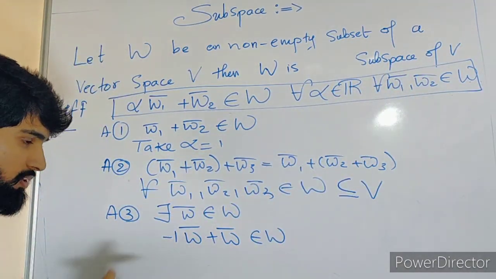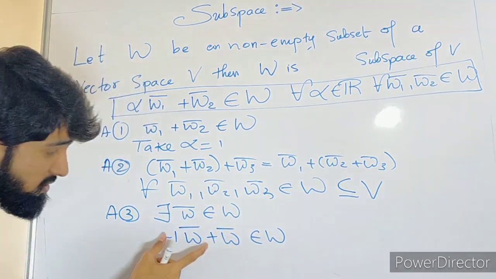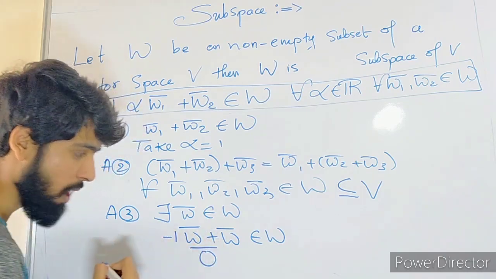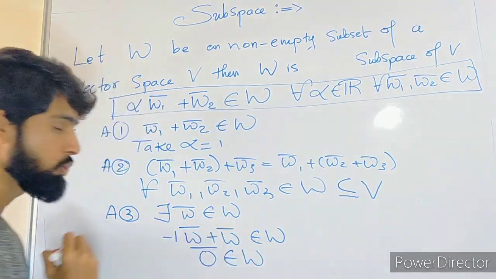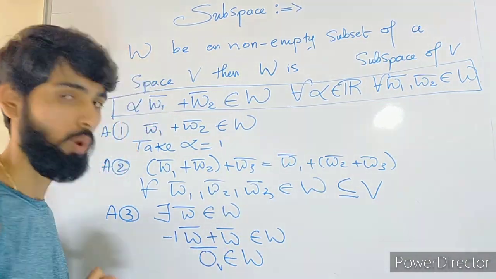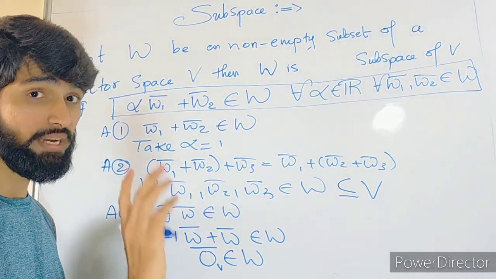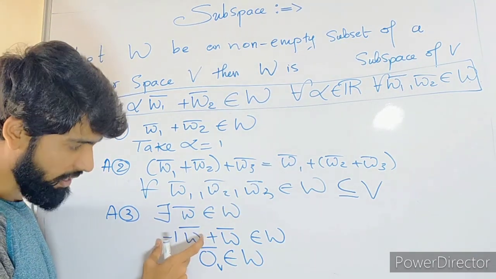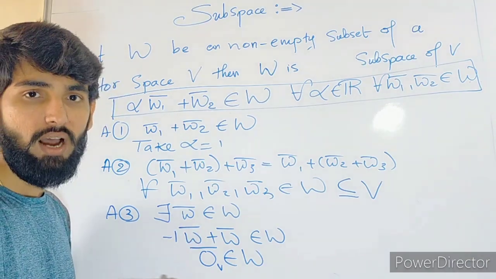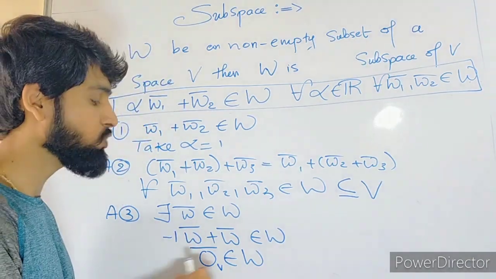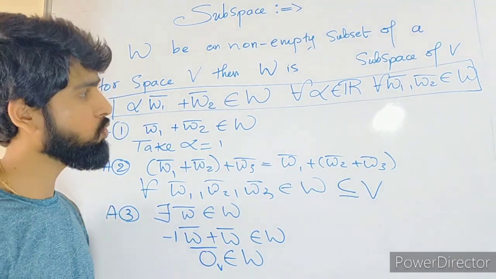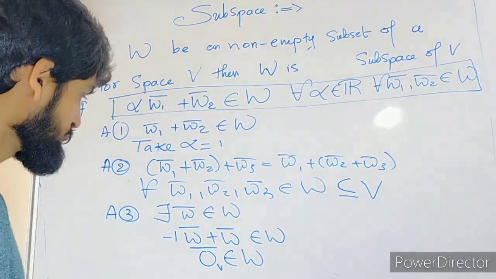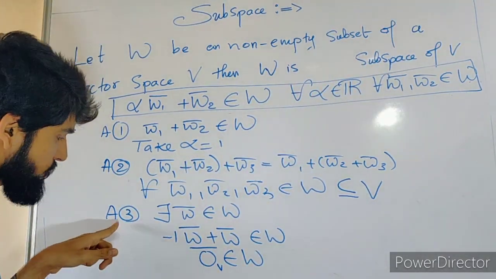Can you tell me what this is? By the properties, we know that this is nothing but the additive inverse of this. Hence, I know that my 0 bar is an element of W. I can write 0V if you want. We are using the property. Properties tell us if you take a scalar product with -1, you get the additive inverse. If I add the additive inverse, then I should get the identity element. So we know that 0 bar is an element of W. Most of the proof will be done in this manner. We will choose some element for alpha, W1 and W2. So we know that A3 is true.